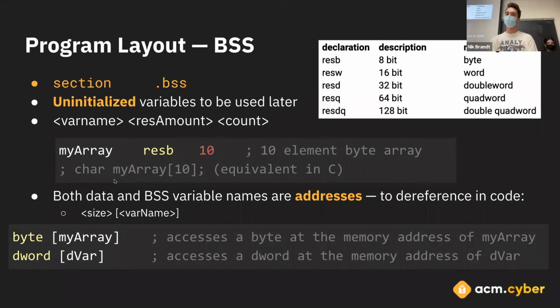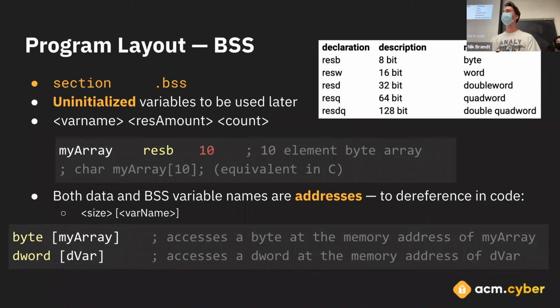One other important thing to note about variables in assembly code is that the actual name of a variable in assembly refers specifically to the address of the variable. So to access the value of the variable, you're going to have to use this sort of syntax here. You'll say the size of the variable. And once again, this is different from the size here, so you actually spell out that size. So byte [myArray] will get the value at myArray, and it'll get a byte of it. And this is, for example, a double word of the variable dvar.